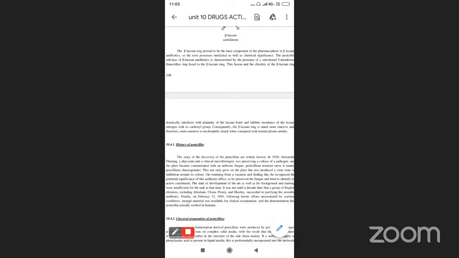So to invent a drug, you first identify the lead compound. What is meant by lead here? The lead is nothing but the smallest active compound. The smallest active compound is called a lead compound.